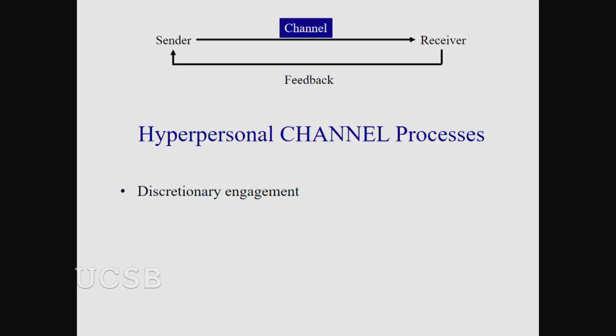How does the channel facilitate the hyperpersonal process? Well, the communication channel in CMC gives people really cool ways to make their messages more effective also. First of all, you have discretionary engagement. You engage in CMC when you have the time, when you feel like it, and you can take time away from other activities that might rush you to work on CMC and work on Facebook, work on social media, when you have the time and when you feel like it. So that's discretionary.